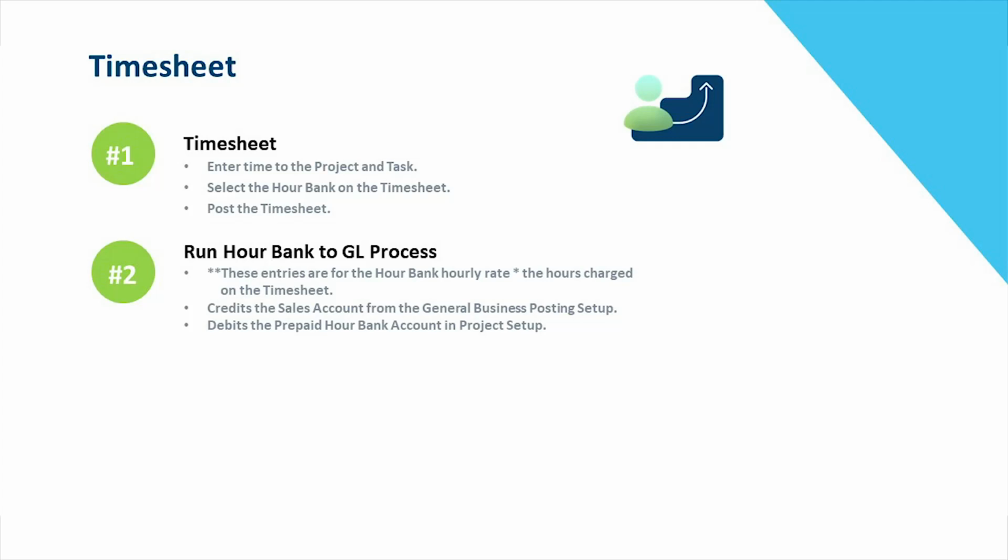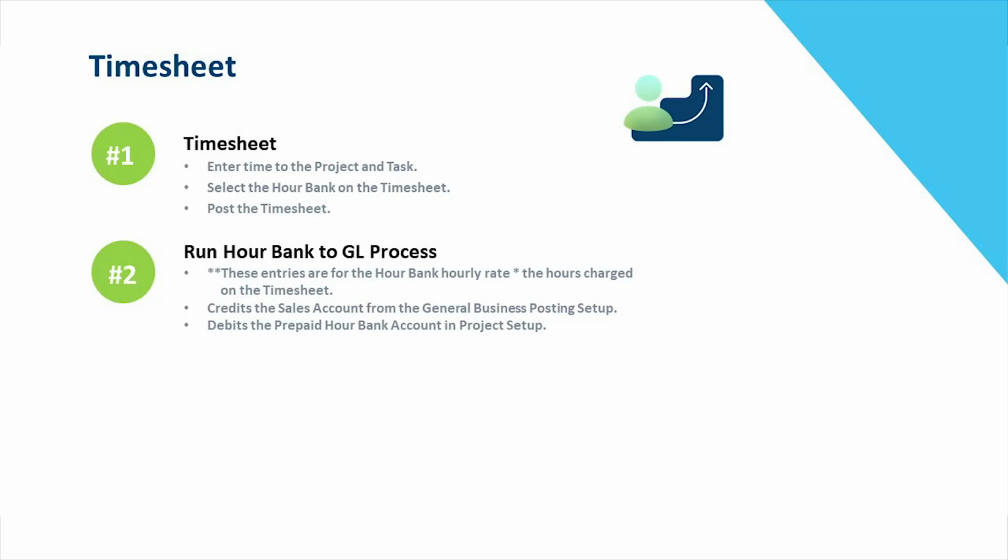To set an Hour Bank to auto-default during timesheet entry, select the Use Hour Bank Number Default option on the desired project. Then you post the timesheet, but then there's that secondary process where you run the Hour Banks Post GL process, and this will apply the revenue to your general ledger, based on the timesheets that were posted. There's an hourly rate related to the Hour Bank times the hours charged on the timesheet.